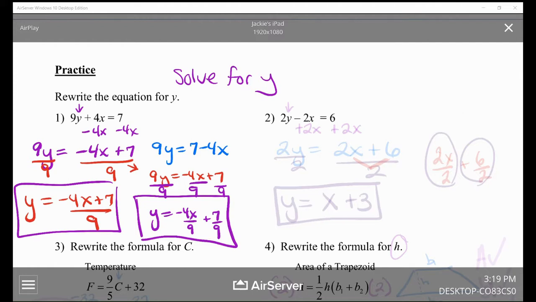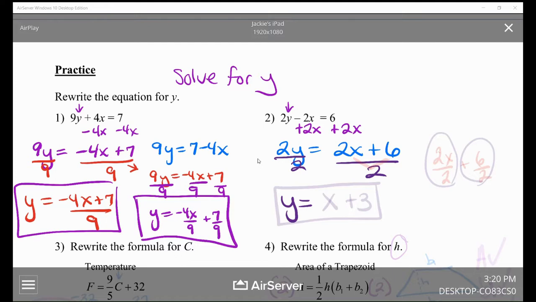So for number 2, again, we're solving for y. So the first step would be to add 2x to both sides because we're currently subtracting it. Now we have 2 times y. So to solve, we would divide both sides by 2.